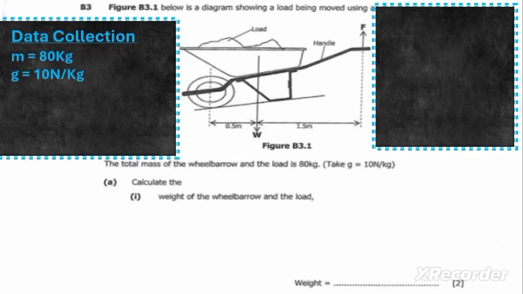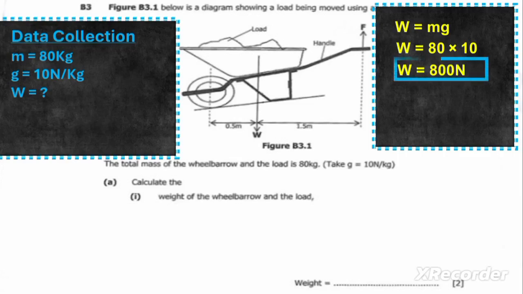Gravitational field strength is 10 Newton per kg. Now let us find the weight. Weight is equal to mass times the gravitational acceleration. So the mass is 8 and the gravitational acceleration is 10. Therefore, weight is equal to 80 newtons. So this is our final answer.